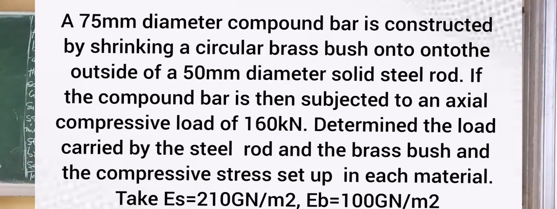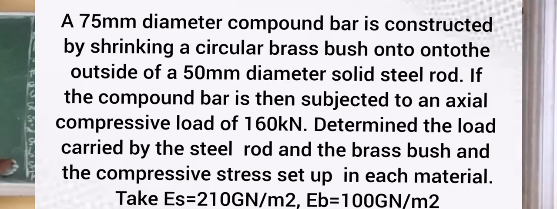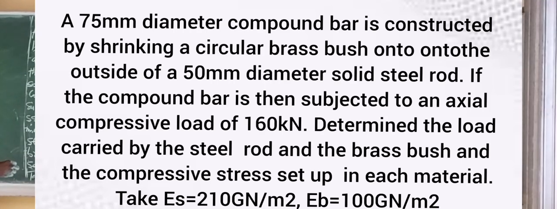Okay, so let's say we have a problem. A 75 millimeter diameter compound bar is connected by shrinking a circular brass bush onto the outside of a 50 millimeter diameter solid steel rod. If the compound bar is then subjected to an axial compressive load of 160 kilonewtons, the question says determine the load carried by the steel rod and the brass bush and the compressive stress set up in each material.